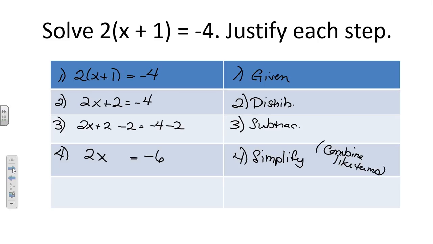Okay, what's our next step then, Nathan? And so you're dividing. And we get negative 3. Okay, and if you want to put simplify there, you certainly can. Okay, easy enough? Nothing too scary there, right?